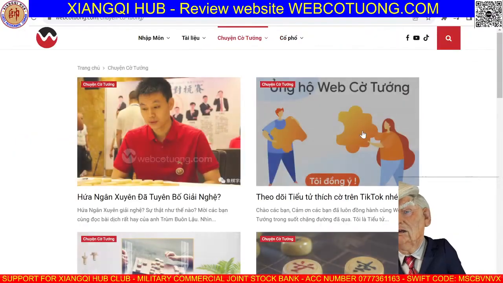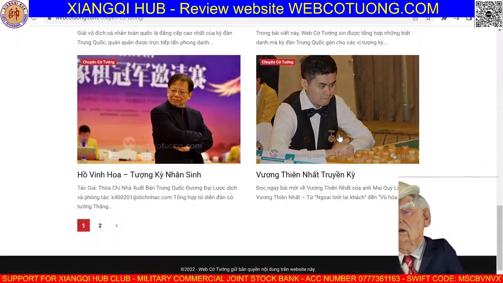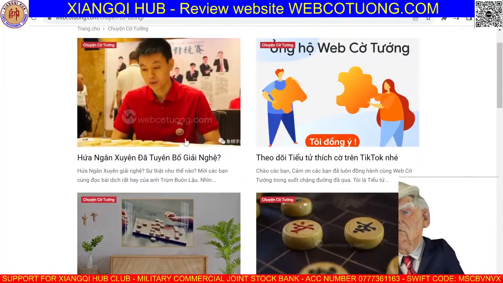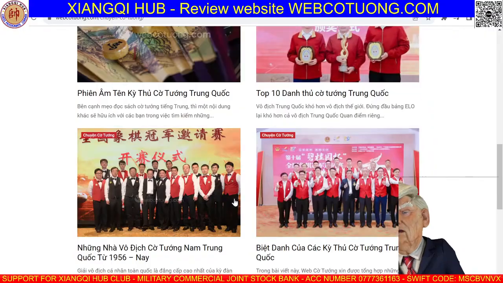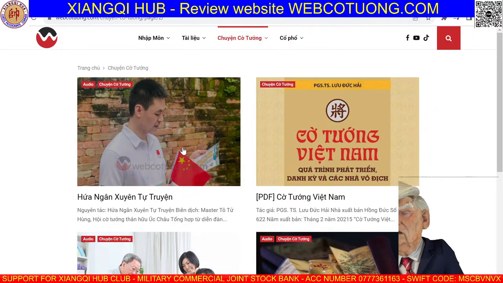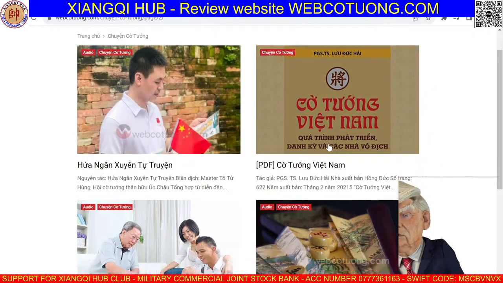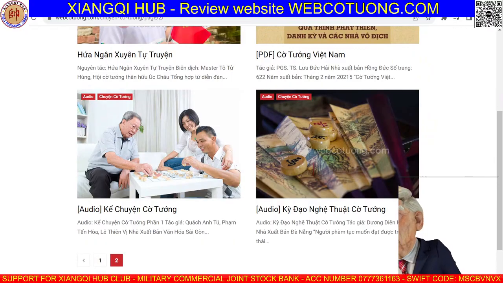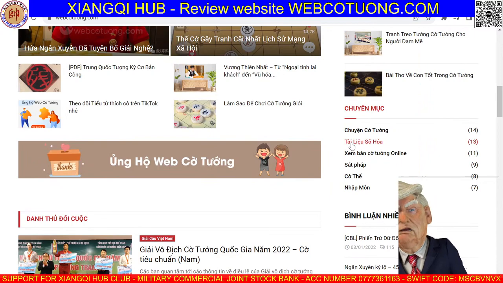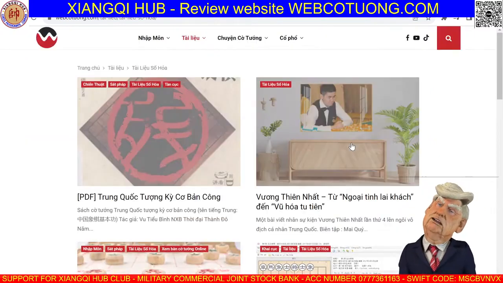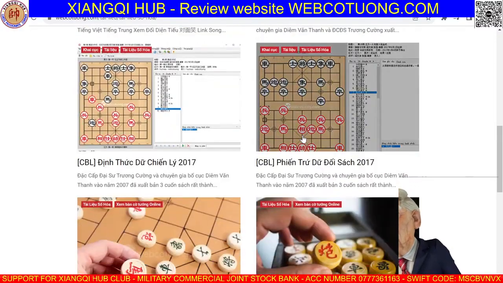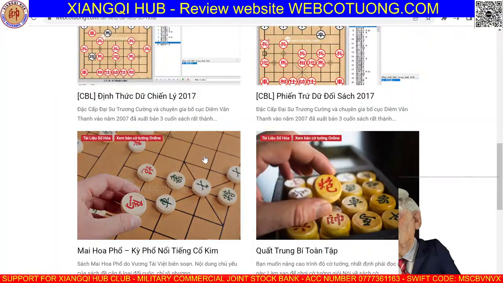The specialist, they have 14 stories about Xiangqi. On the first page they have 1, 2, 3, 4, 5, 6, 7, 8, 9, 10, and the second page 11, 12, 13, 14. Yes, that's exactly 14. All right, we go back, and we have 13 digital documents. Let's try.